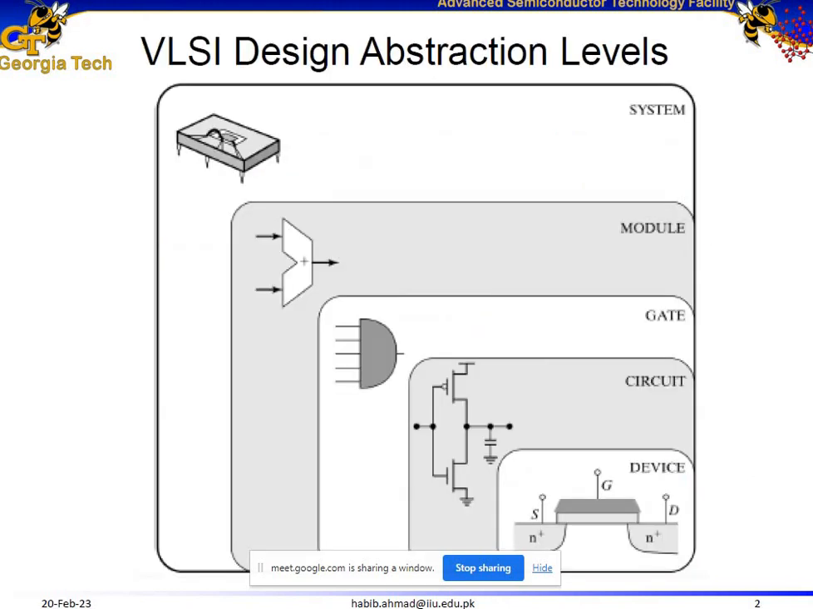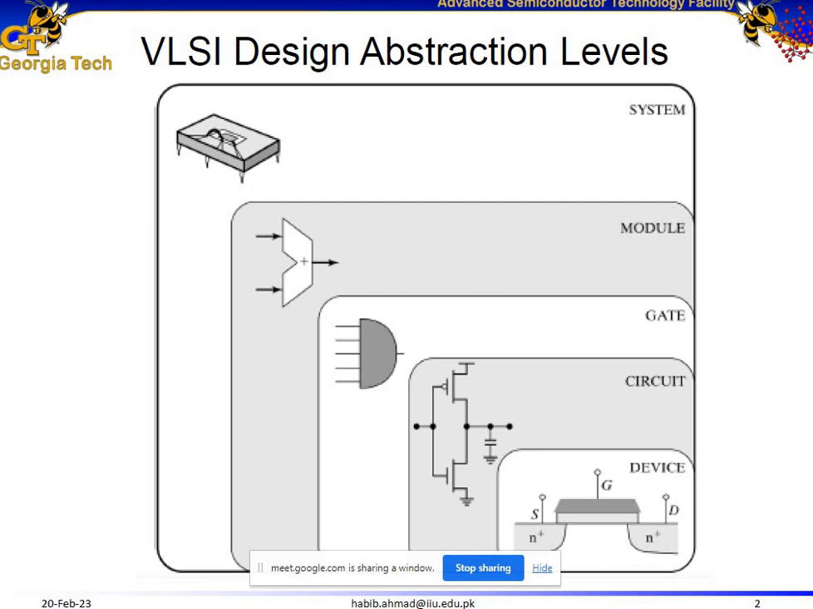Moving on to the next slide. VLSI here stands for Very Large Scale Integrated Circuits. There are different abstraction levels of VLSI, which we already discussed in the previous lecture. We have devices. For example, here is an example of a MOSFET in which we have the drain and the source region, which are N-based. So this basically is an N-type MOSFET.